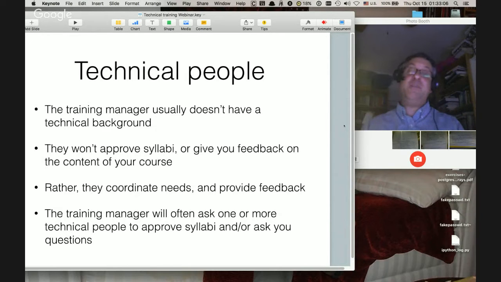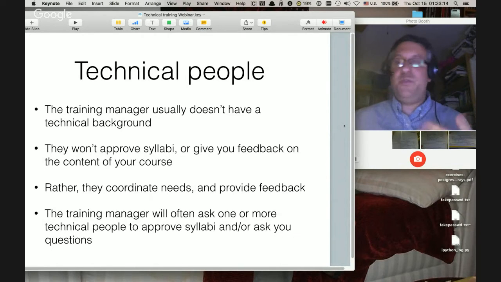Now, sometimes after you get to know a company, they will come to you and say, listen, we know that you teach Haskell. We need someone to teach Haskell for the web. Can you do that sort of training? And then you either say yes or you say no.